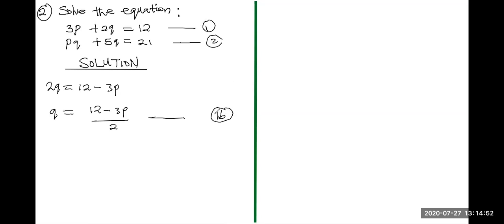Equation 1 and this equation 1b are the same thing, but they exist in different forms. Just like 2x plus 6 is the same as 2 into x plus 3. This is the factorized form, and this is the expanded form. So they are the same thing but in different forms. So equation 1 and 1b are the same thing.